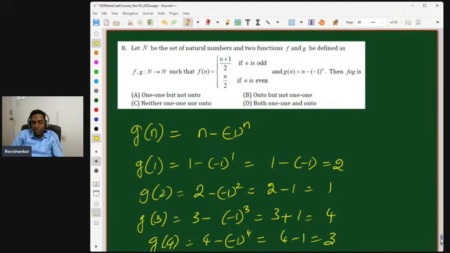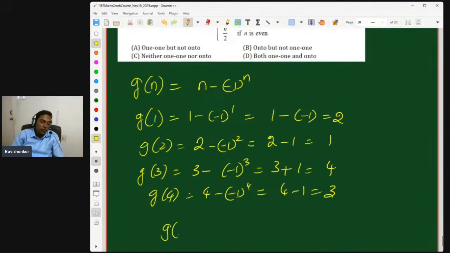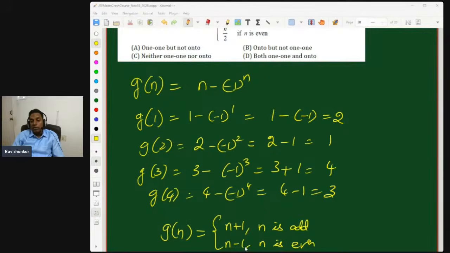So you can see this pattern. So g of n is n plus 1 when n is odd, and n minus 1 when n is even. Okay, this much should be pretty straightforward.